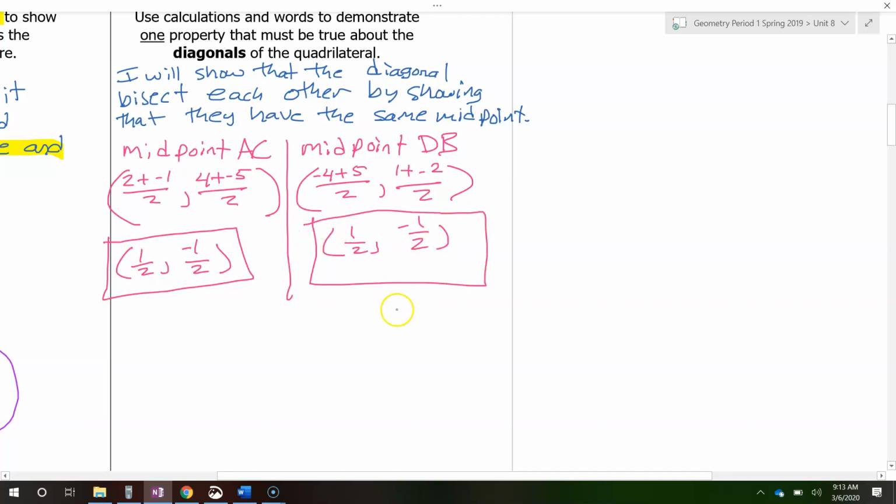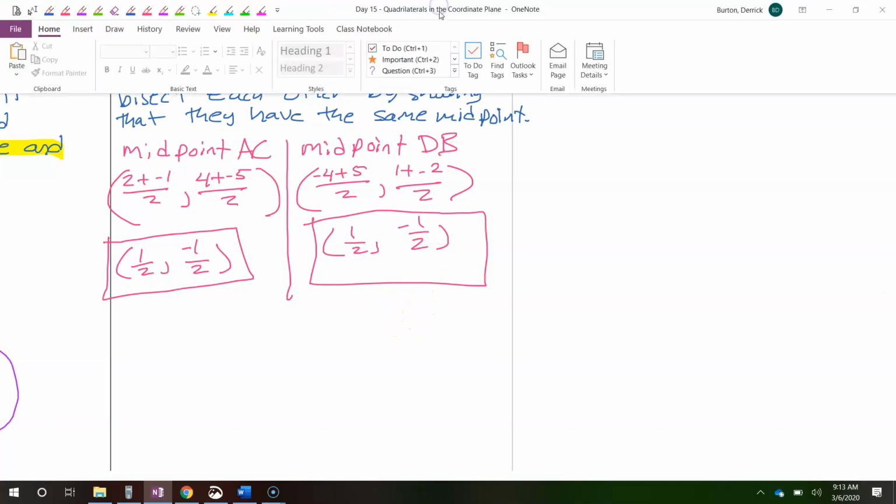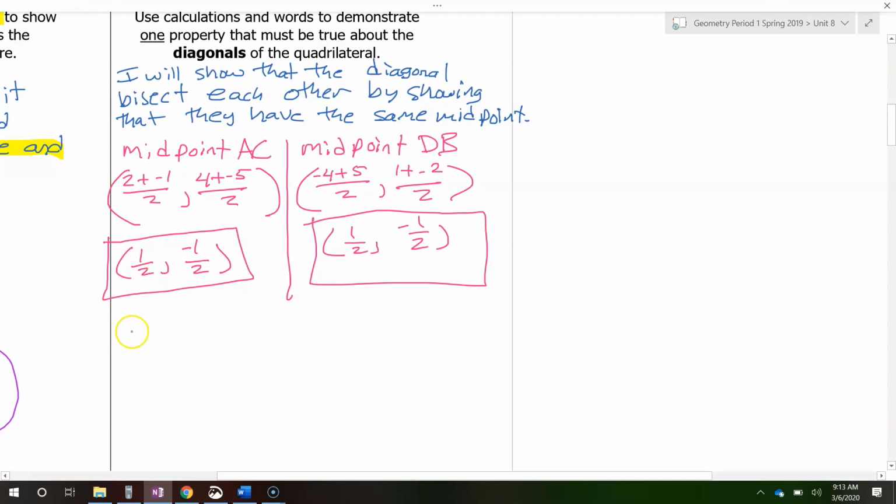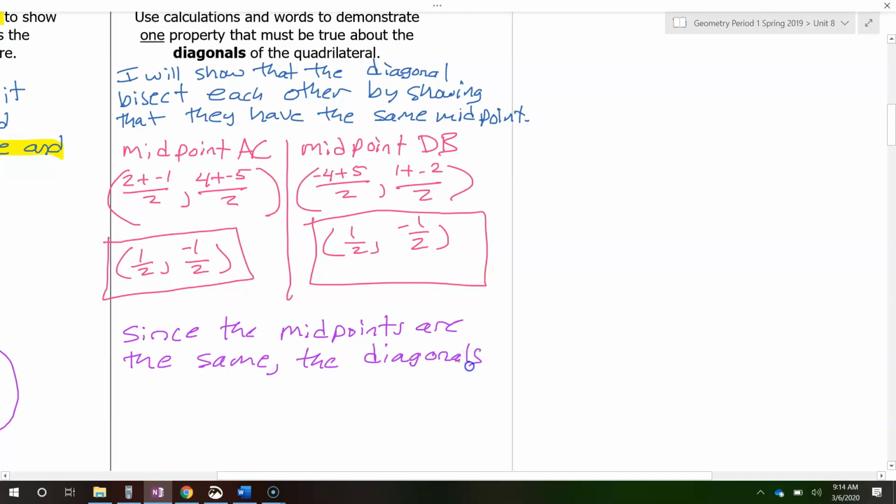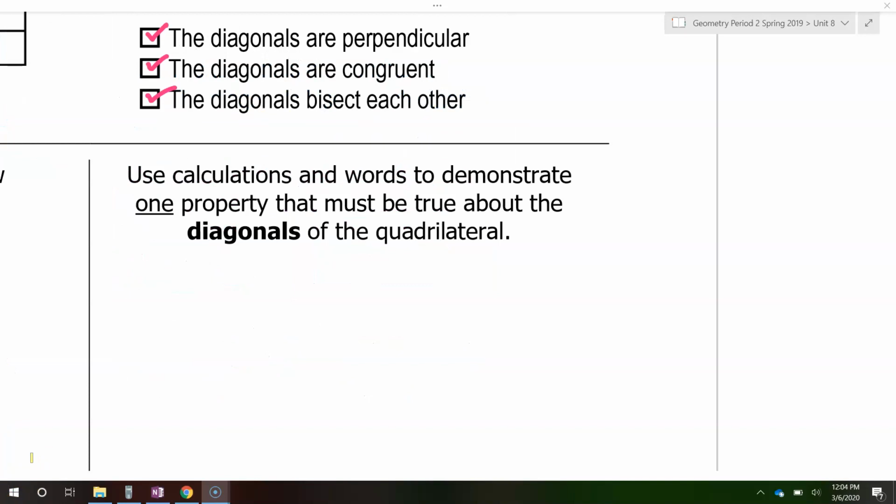All right, notice that these midpoints are the same. So, conclusion. Since the midpoints are the same, the diagonals bisect each other. Okay, so we just proved that the diagonals bisect each other.